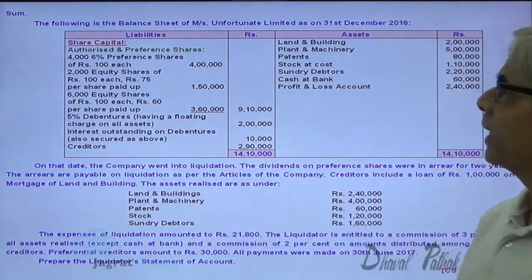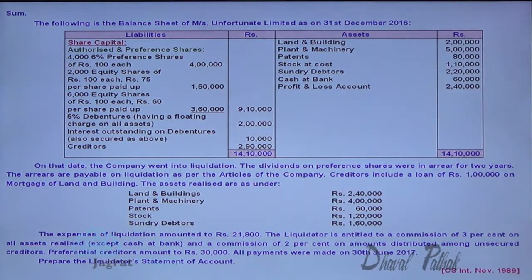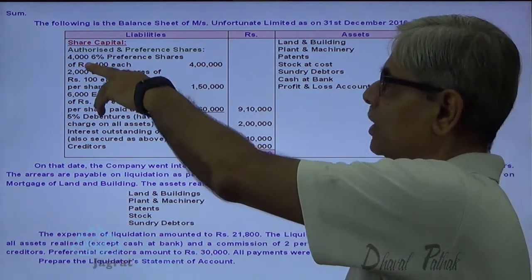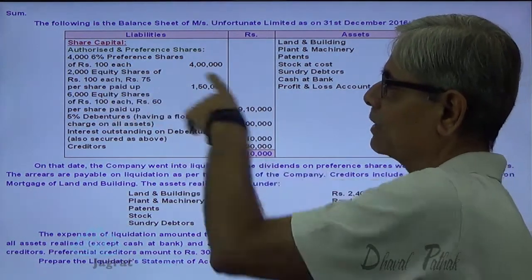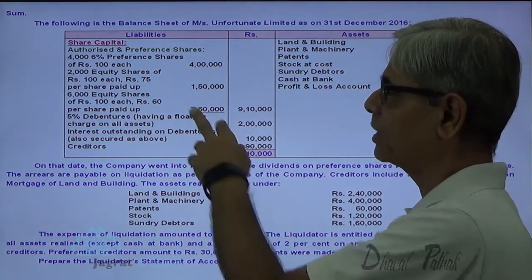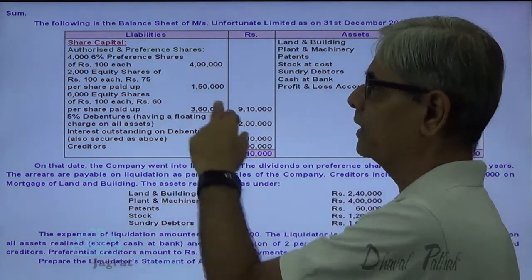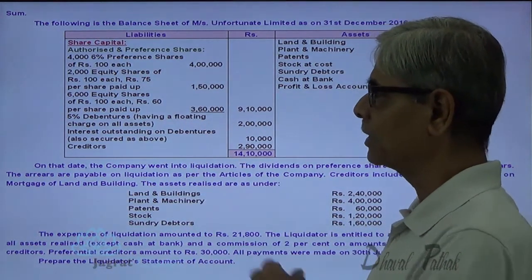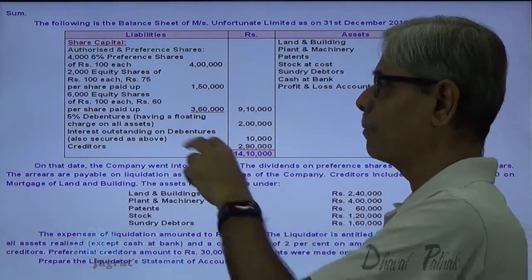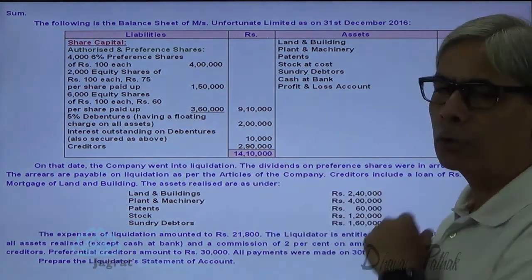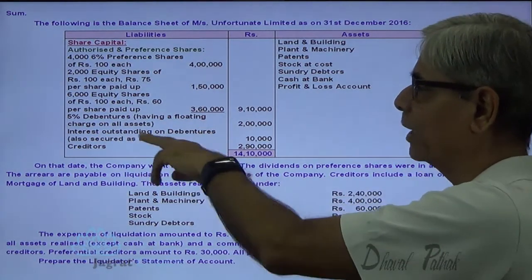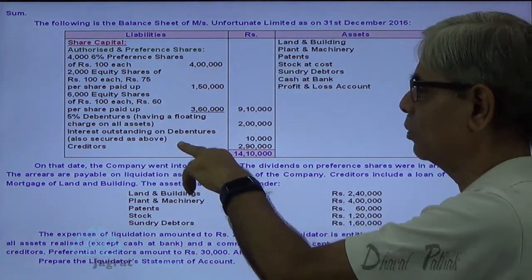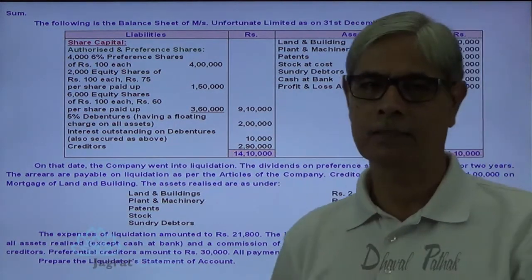The following is the balance sheet of Messrs. Unfortunate Limited as on 31st of December 2016. Share capital: 4,000 preference shares of rupees 100 is 4 lakhs, 2,000 equity shares of rupees 100 is 75 per share paid up 1,50,000, 6,000 equity shares of rupees 10 is 60 per share paid up 3,60,000, 5% debentures having a floating charge 2 lakhs, interest outstanding on debenture having a floating charge over the asset 10,000, creditors 2,20,000.